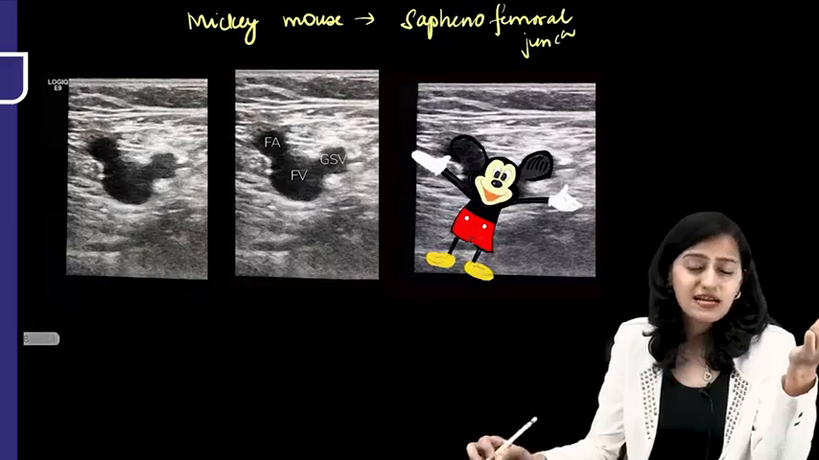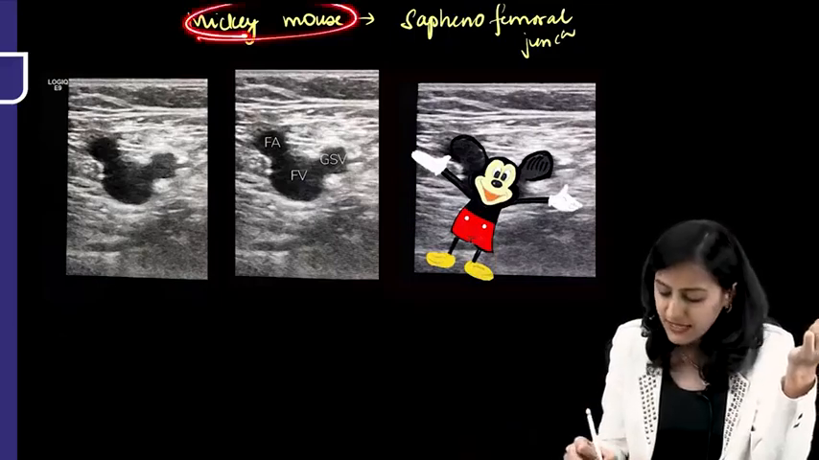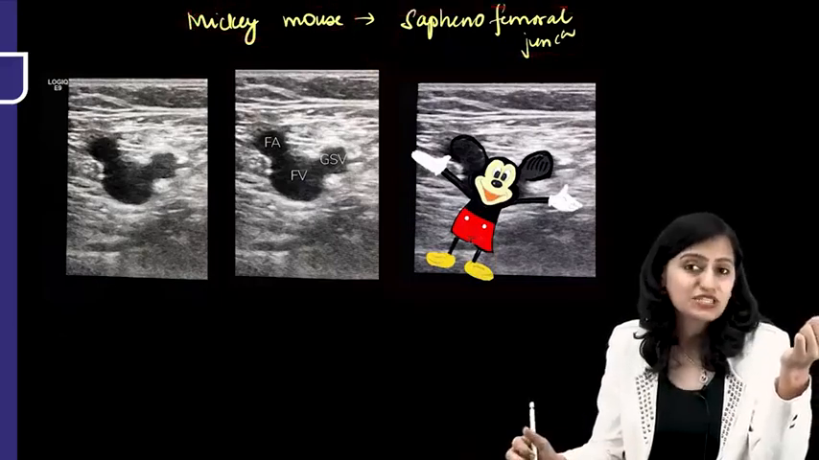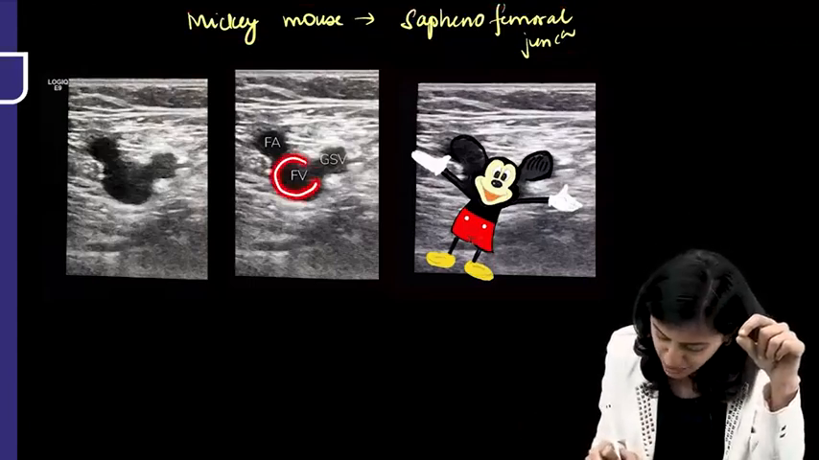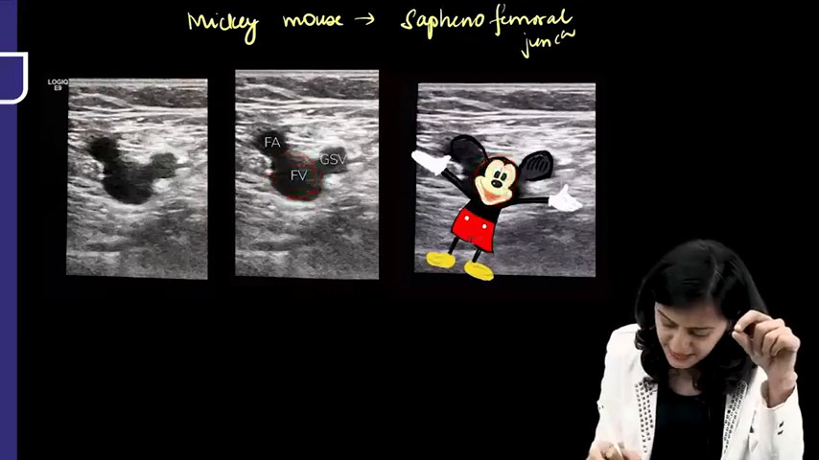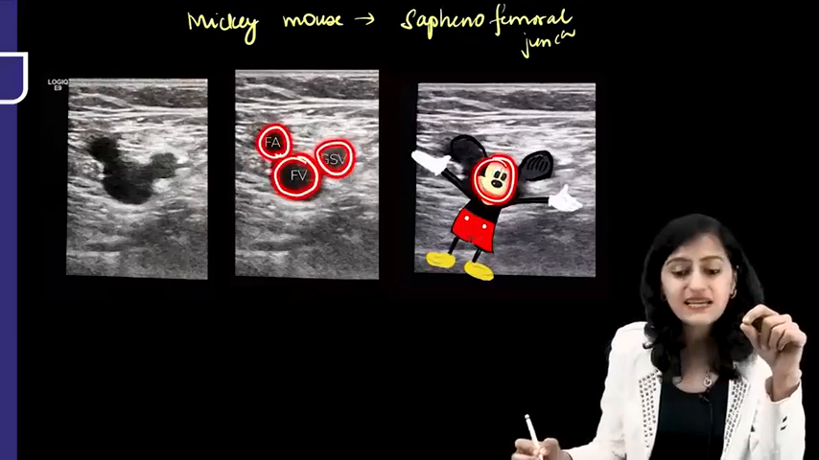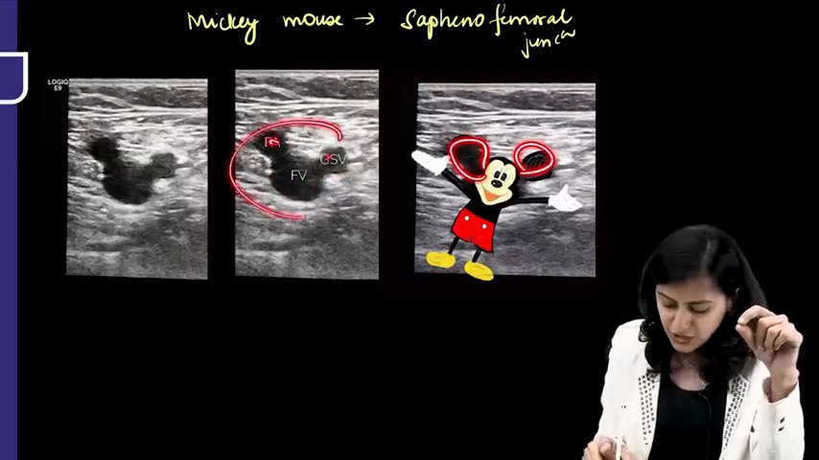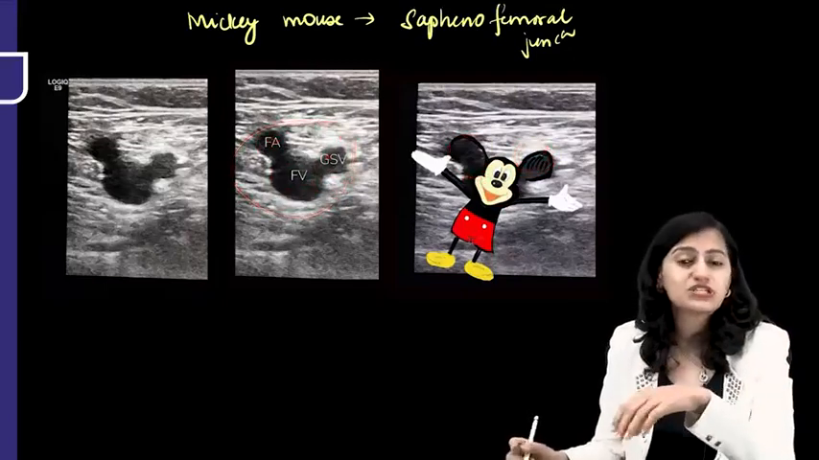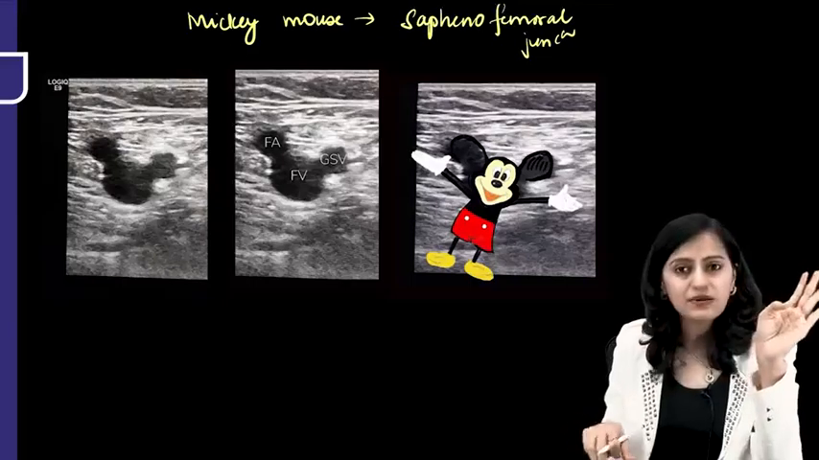Now, another question asked is, where do you see the Mickey Mouse sign? The saphenofemoral junction shows the Mickey Mouse sign, where you have the femoral vein forming the face, and you have the adjacent femoral artery and the great saphenous vein adjacent to that forming the ears. So remember that at the saphenofemoral junction we have the Mickey Mouse sign.